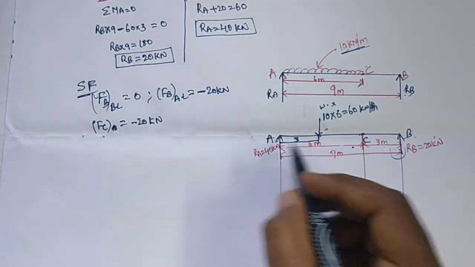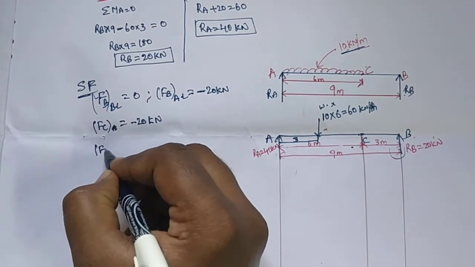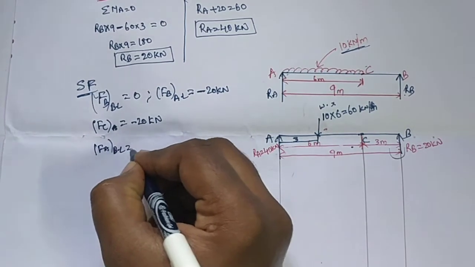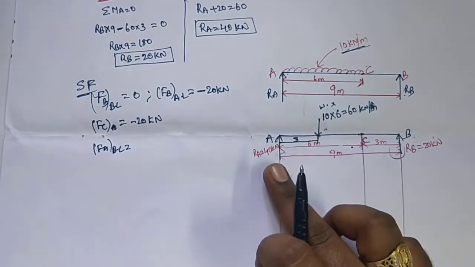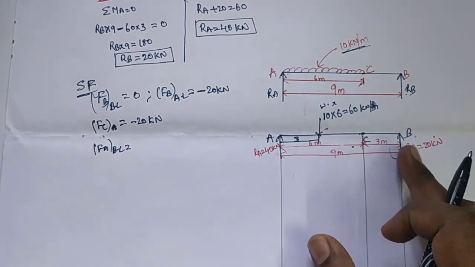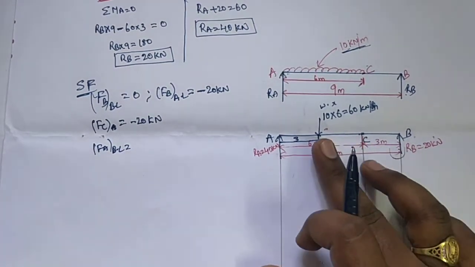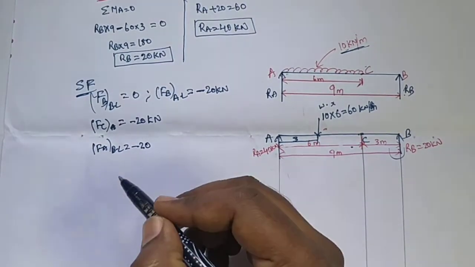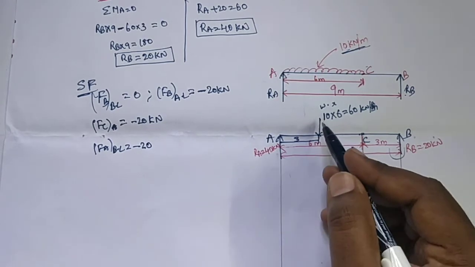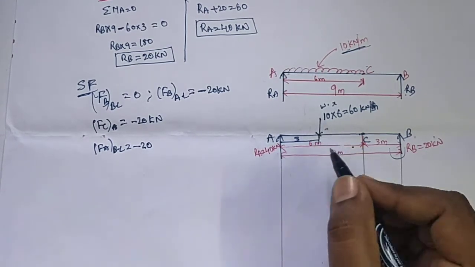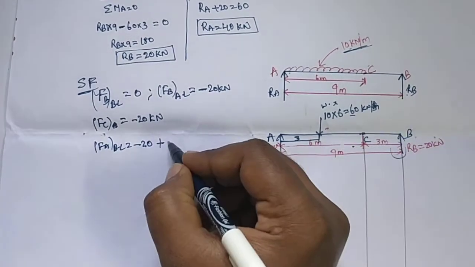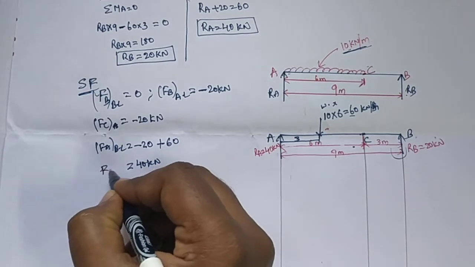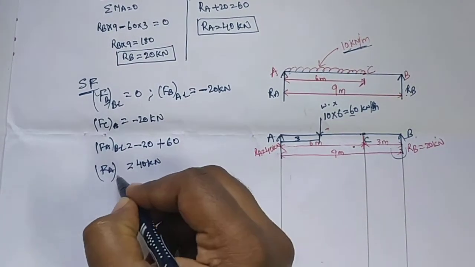Okay, next similarly shear force at point A. At point A there is one reaction force, so we need to calculate before and after load. Before load means we need to consider the right side of point A. The right side of point A has two loads, one reaction force and another one the UDL. Here RB is acting upward, so it is taken as a minus value, and the load is acting downward, so it is taken as a positive value, plus 60. Therefore 40 kilonewtons is acting at point A. It is the shear force at point A before load.